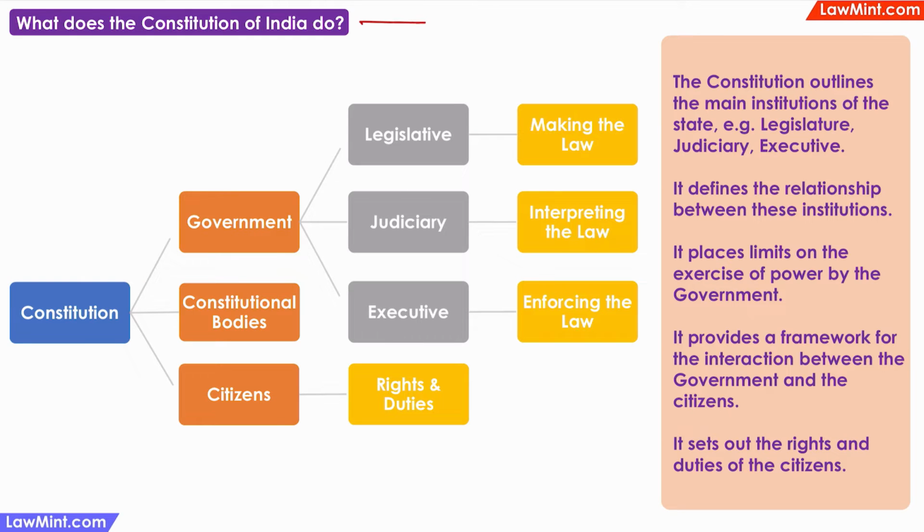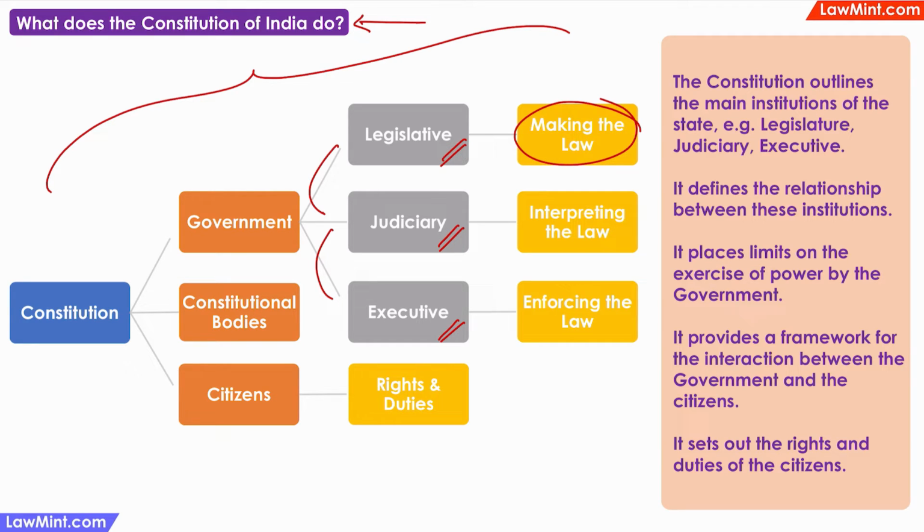What does the Constitution of India actually do? Well, it provides an outline for the government as a whole by defining the main institutions of the state, such as what is the legislature, what is the executive, what is the judiciary. It also defines the relationships and the interactions between these different arms of the government. It not only gives the powers that are required by these institutions, it also places some checks and balances and limits on the exercise of these powers, such as what laws the legislature can pass or cannot make, and how the judiciary can or cannot interpret these laws, and what the executive can or cannot do while enforcing these laws.